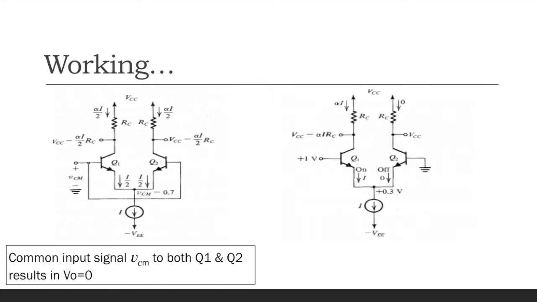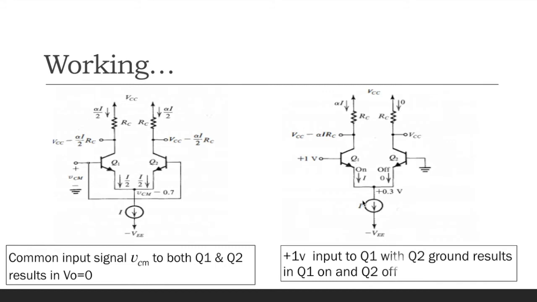Now instead of connecting common voltage signal, if we connect plus 1 volt to Q1 and we ground the Q2 transistor, how will this affect it? This plus 1 volt at Q1 will saturate the first transistor, it will switch it on, and all the current I will flow through Q1. As all the current I will flow through Q1, there will not be any current flowing through the Q2 transistor, so Q2 will be turned off. So positive voltage here forces Q1 to turn on and Q2 to turn off.